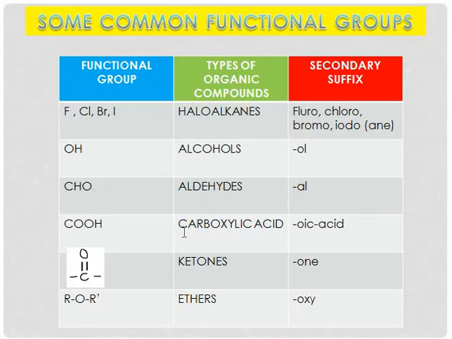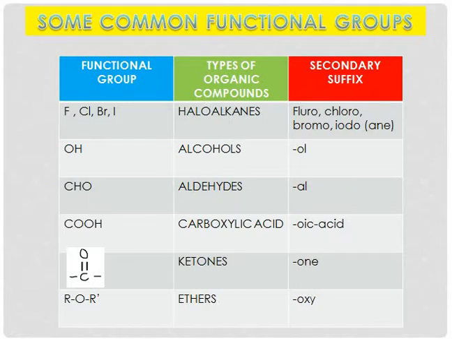So COOH is known as your carboxylic acid. C double bond O is your ketones, where O is oxygen, and on both sides there are alkyl groups. It can be methyl or ethyl, and they are known as your ethers. So those are a list of some of the functional groups.